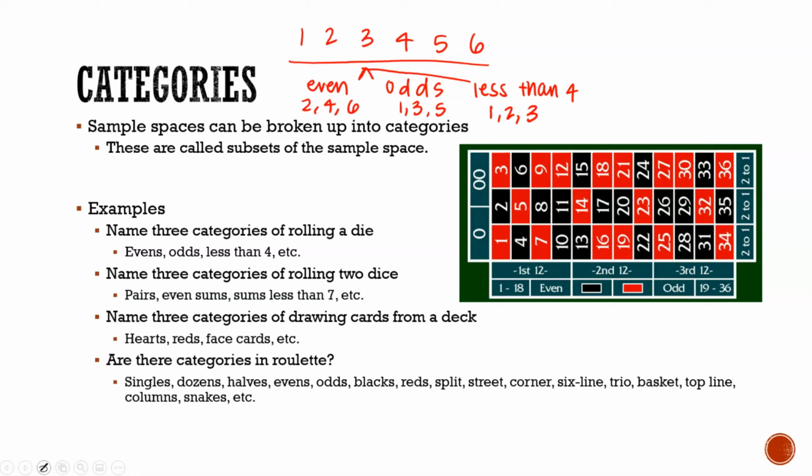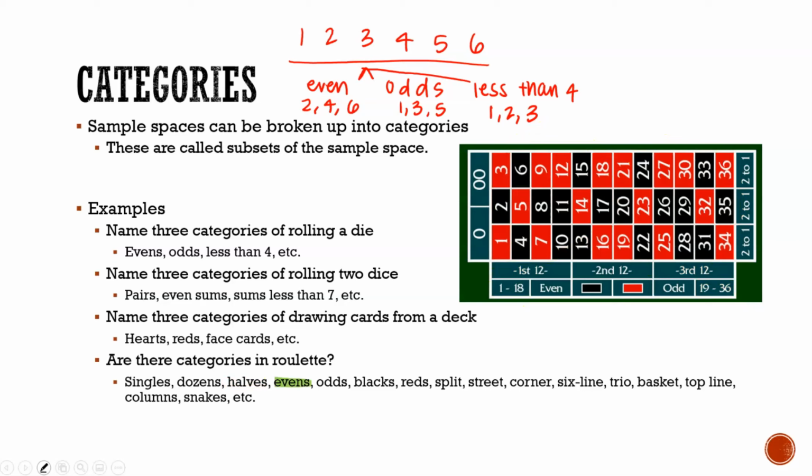We have first dozen, which would include these 12 numbers. Second dozen includes these 12 numbers. Third dozen. So when we're discussing dozens, again, it's 1 through 12, or 13 through 24, or 25 through 36. Another category would be halves. We have the first half and we have the second half of the board. The first half would be the numbers 1 through 18, the second half 19 through 36.